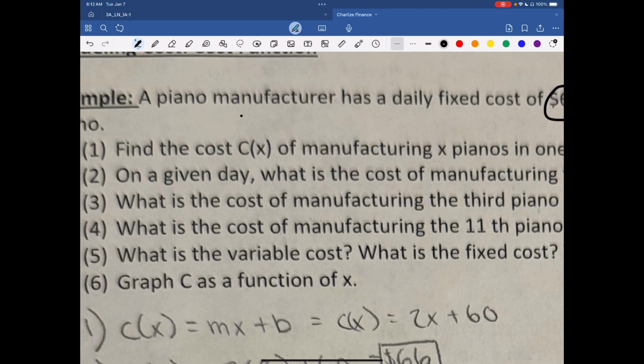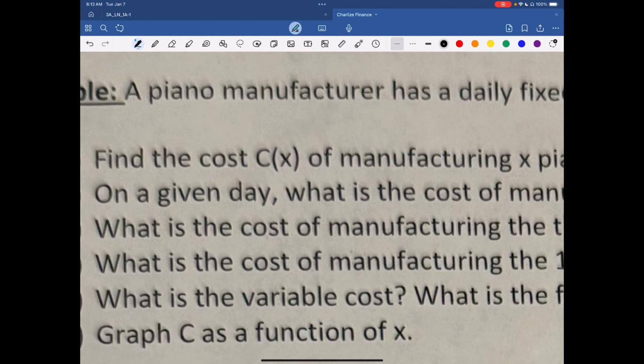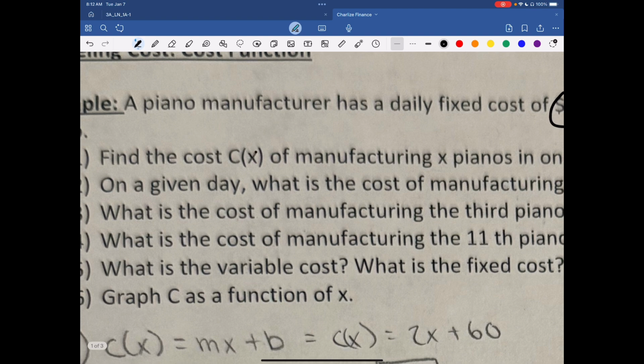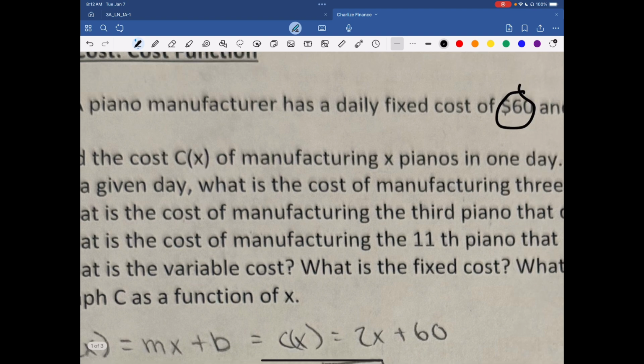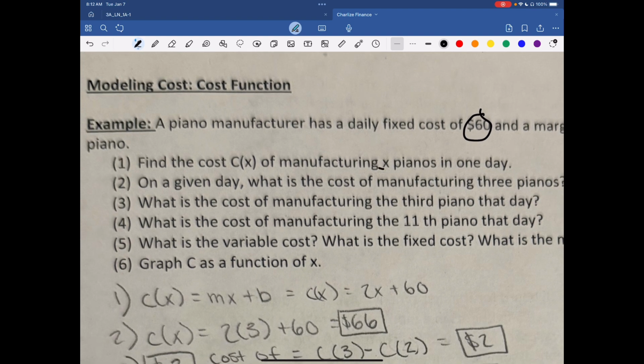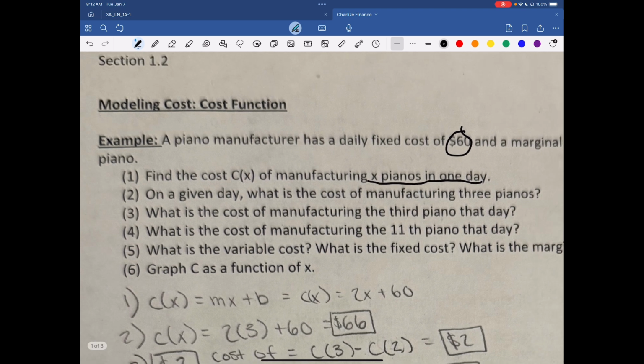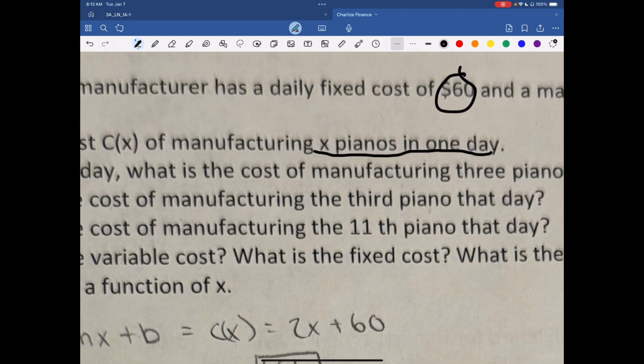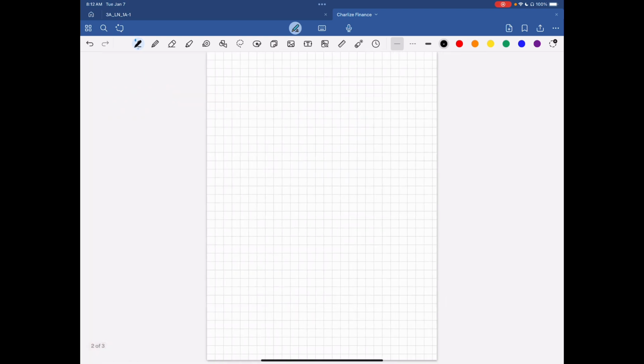and C of X can be seen as any function of X, just like in pre-calc when you did f of X, you can do C of X, you can do H of X. It's whatever is convenient for you to remember what this function means. So C, which is cost, I'm guessing it's the cost with respects to X, the number of pianos in a day, to find the cost of manufacturing X pianos in one day. So that's the first thing I'll do.